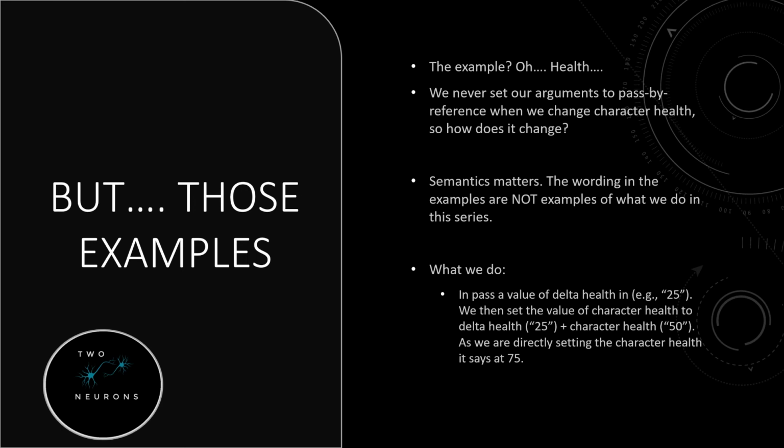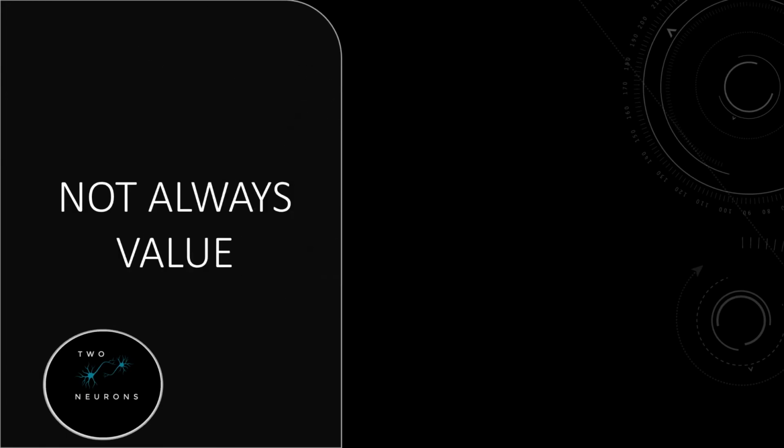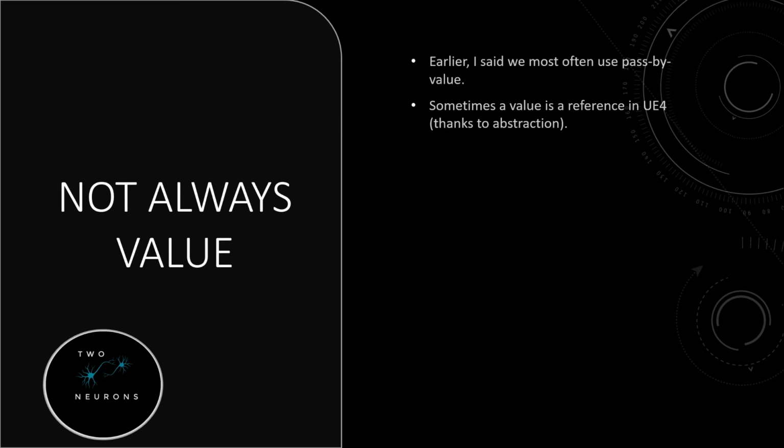Now, to make things a little bit more confusing, I want to bring up something kind of sort of unrelated. At least at first, it really is related. So at the values part of this, I mentioned there's something I was going to bring up at the end. Well, let's look at that. And sometimes when we're passing something by value, it's not always a value we're passing. We're actually passing by reference. How do we know this? Well, in UE4, sometimes a value is really a reference, thanks to abstraction.